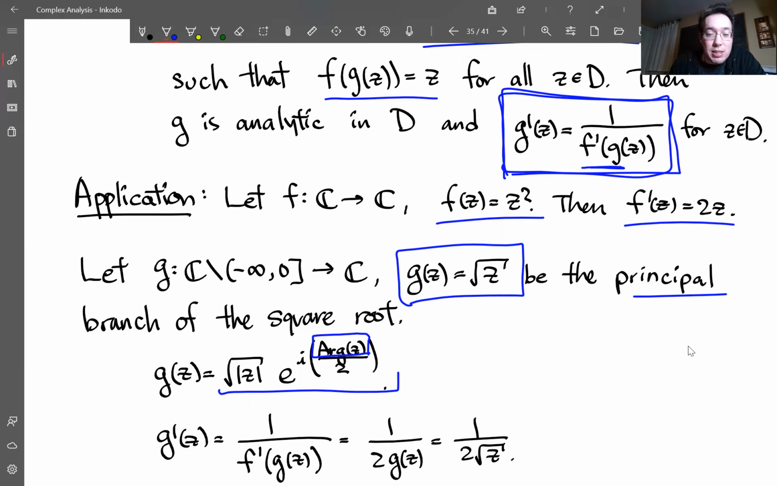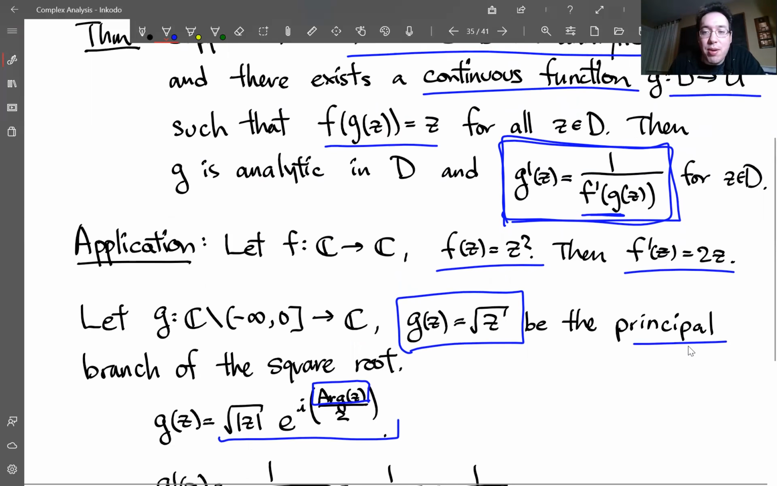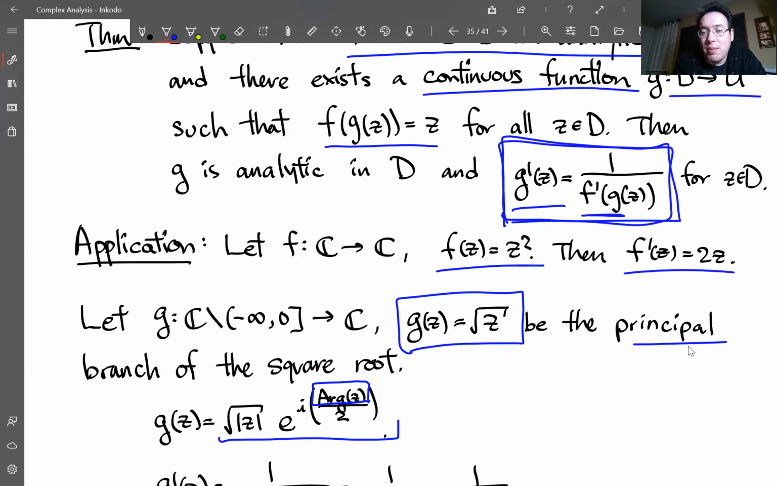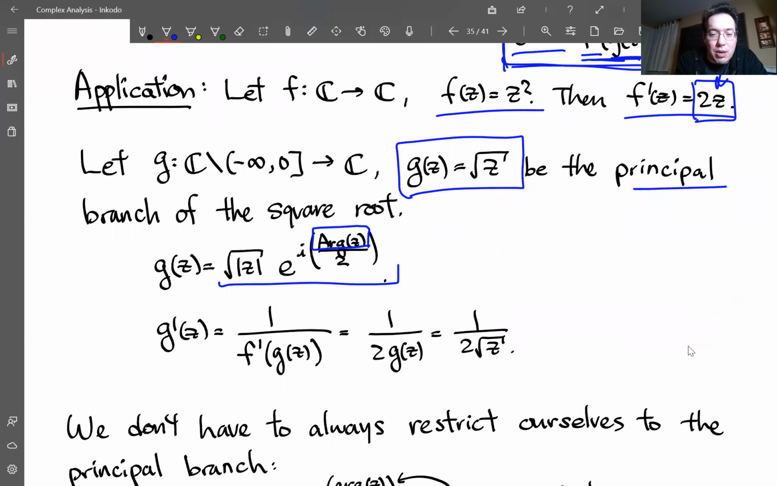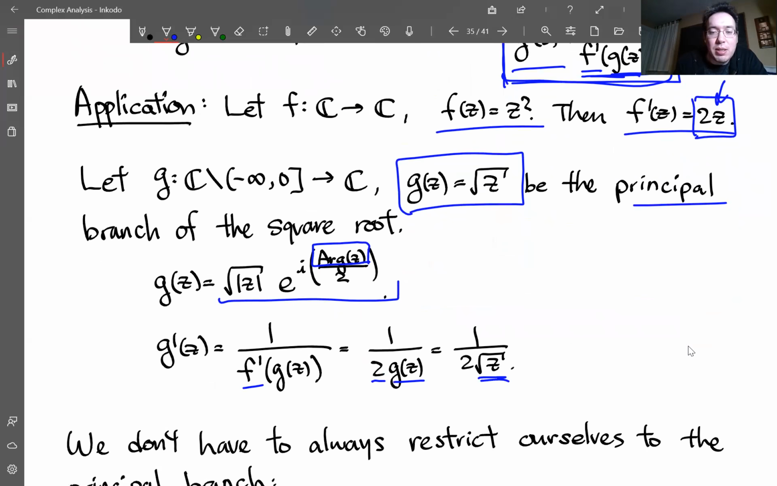And then let's see what the derivative would be. So using the theorem, the derivative is going to be f prime. So f prime is 2z. And then we plug the inverse into the z in the derivative. So f prime is 2z, and then if you plug in g of z in there, g of z is the square root of z. So that's what goes in there. And here, I'm using the principal branch, or at least in my head, that's what I'm thinking of using.